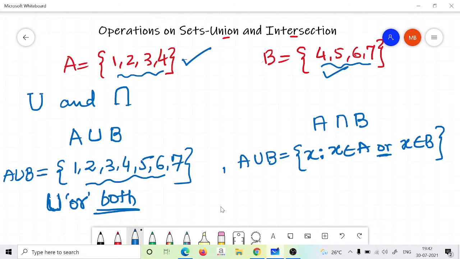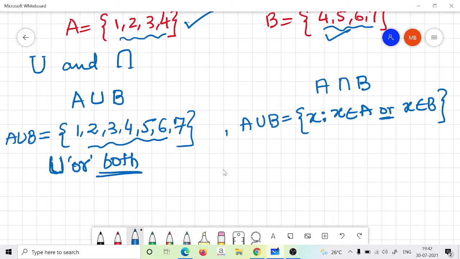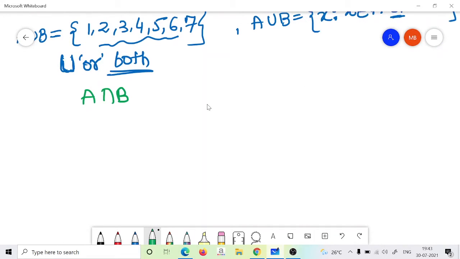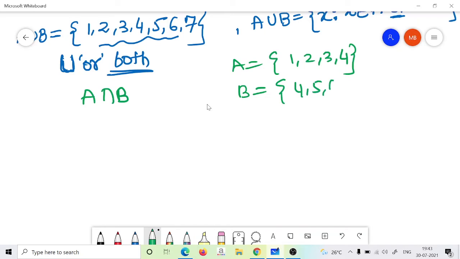Now talking about the intersection of sets A and B, intersection of A and B. So A is 1, 2, 3, 4, I'll write A again for you, A is 1, 2, 3, 4 and set B is 4, 5, 6 and 7. What will be A intersection B?